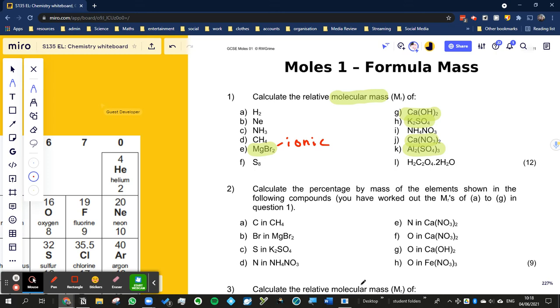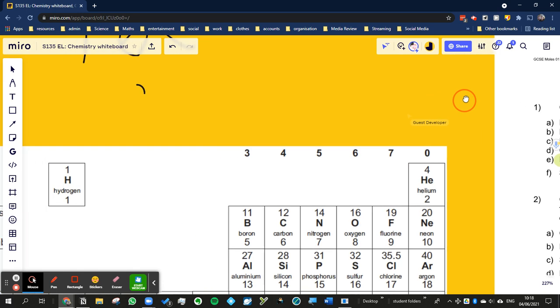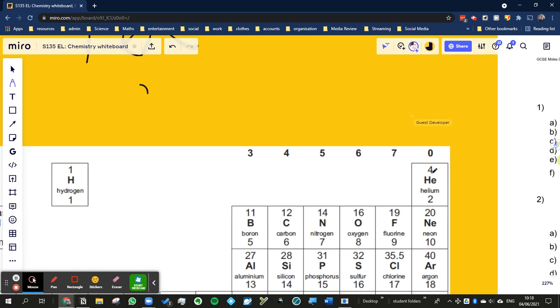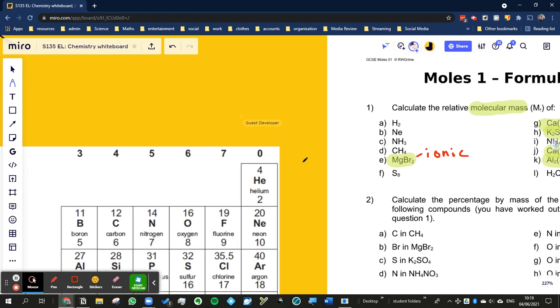So when it asks for the relative molecular mass, it's the same as the relative atomic mass, but it's the mass of an entire molecule. Relative atomic mass is going to be this top number on all of these. So the relative atomic mass of helium is 4, the relative atomic mass of neon is 20, fluorine is 19, and so on. The relative molecular mass would be the mass of the entire molecule.